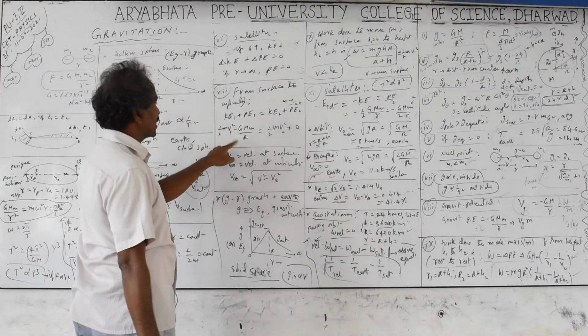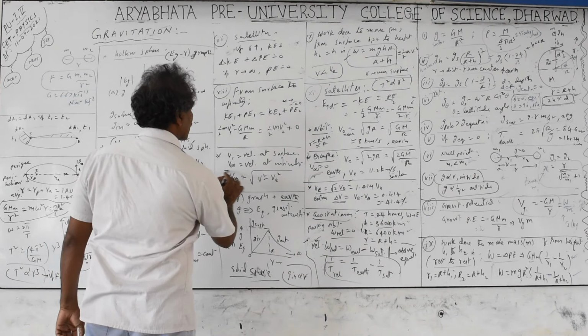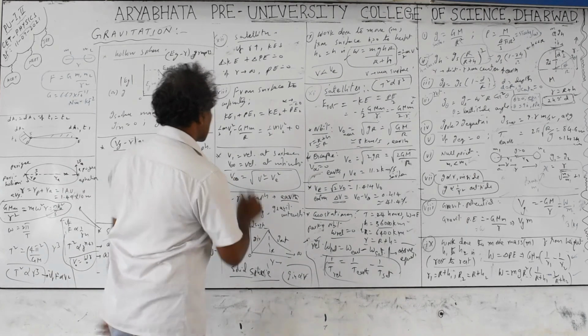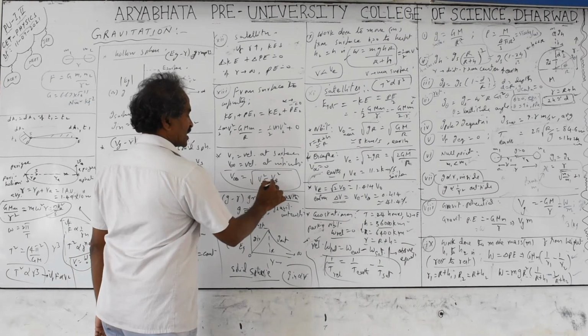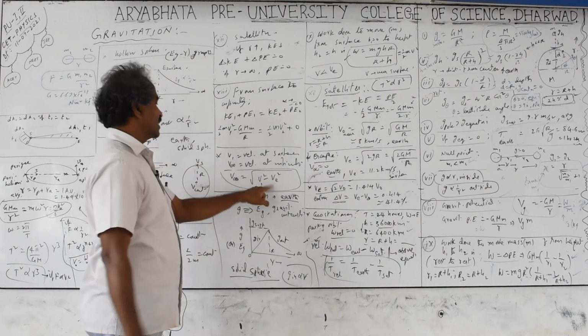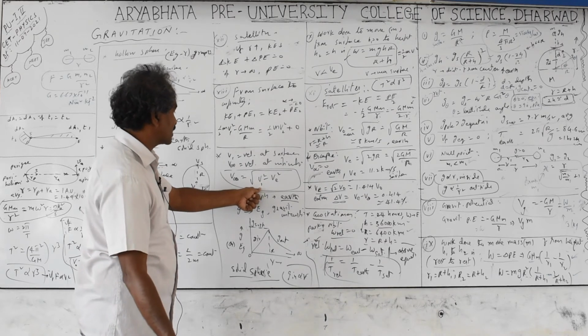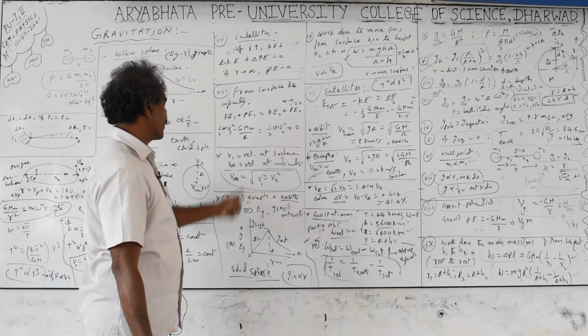What is the relation between these two? This is v infinity. v infinity equal to the square root of v square minus v e square is the relationship. This v is on the surface. This v e is the escape velocity near the surface. This is the velocity you are giving extra near the surface. Then this is the velocity at infinity.